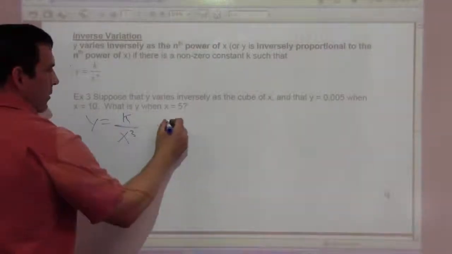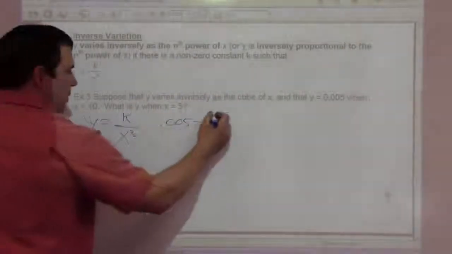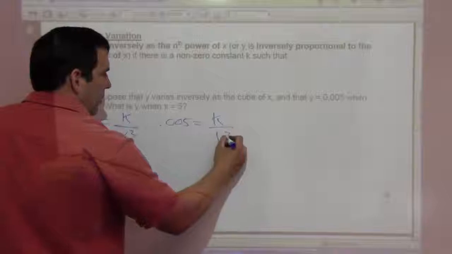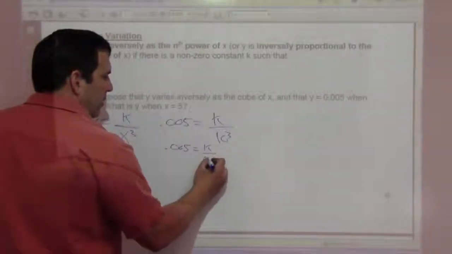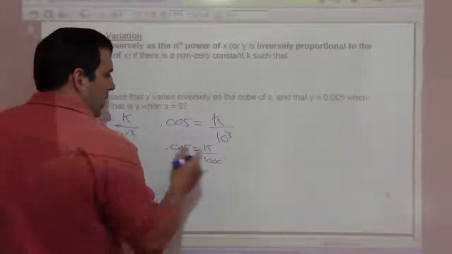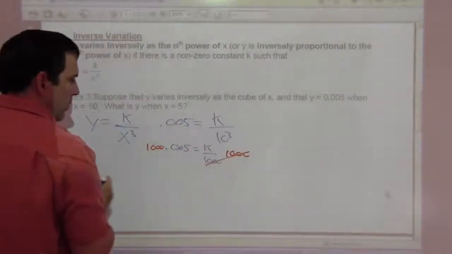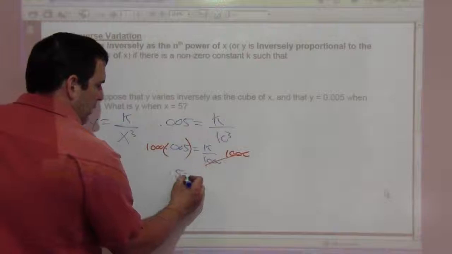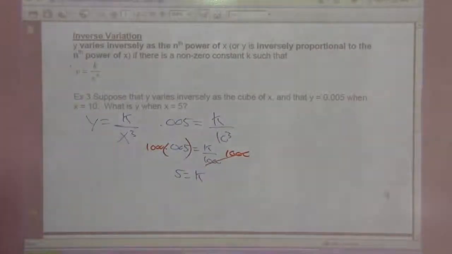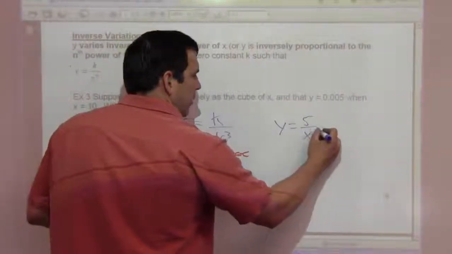So y is 0.005 when x is 10, so 0.005 equals k over 10 cubed. So 0.005 equals k over 1,000. Multiply both sides by 1,000. 1,000 times 0.005, so 5 equals k. So y equals 5 over x cubed.